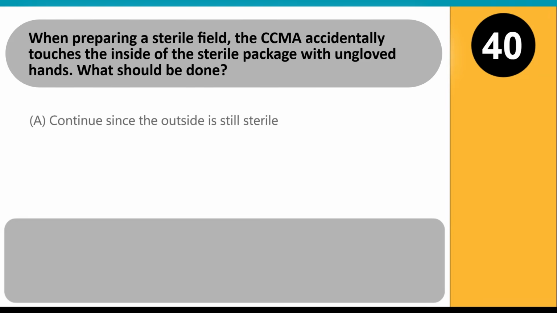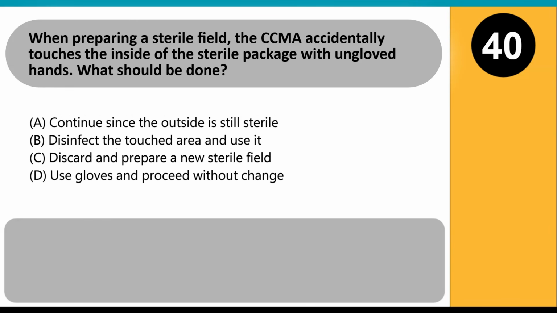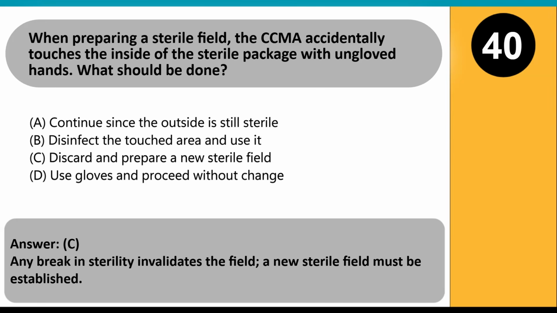When preparing a sterile field, the CCMA accidentally touches the inside of the sterile package with ungloved hands. What should be done? A. Continue since the outside is still sterile. B. Disinfect the touched area and use it. C. Discard and prepare a new sterile field. D. Use gloves and proceed without change. Answer: C. Any break in sterility invalidates the field; a new sterile field must be established.